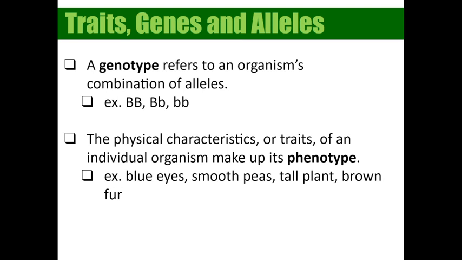Examples of a phenotype are things that you can see, like if somebody has blue eyes, if the peas are smooth, if they are tall, if something has brown fur. So the genotype is the allele combinations, but the phenotype, keep in mind that "ph" is for physical, these are things that you can see.